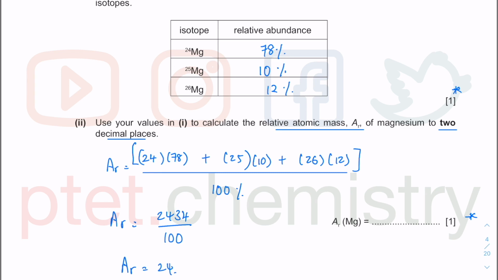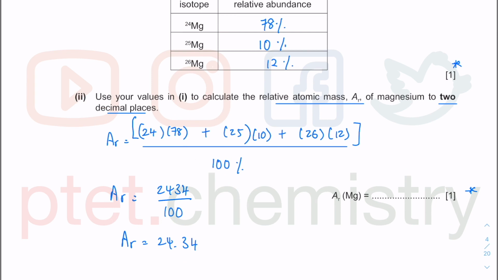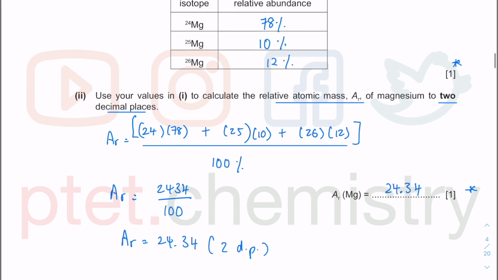So you get 24.34 on your calculator, and that is exactly 2 decimal places, so I'll just leave it as it is. If you look in your periodic table, you will see that this value is not very different from the one given in the periodic table, because it's supposed to be very close to the 24.3 in the periodic table that you are given in the exam. But of course, we cannot write 24.3 since they wanted 2 decimal places based on our calculation. We are just confirming with our periodic table that our value is definitely correct.